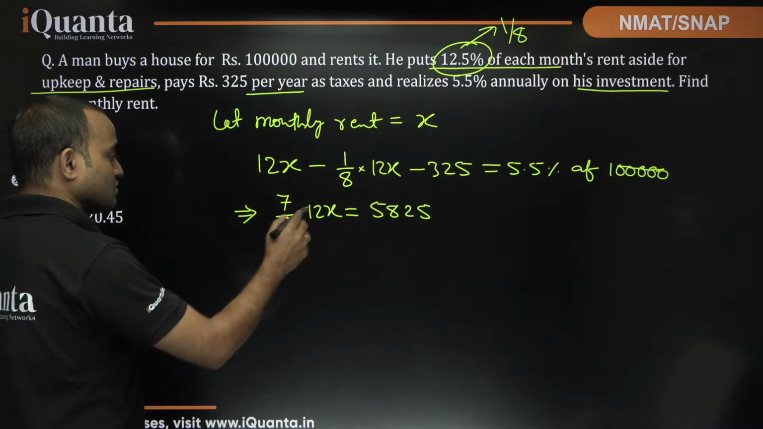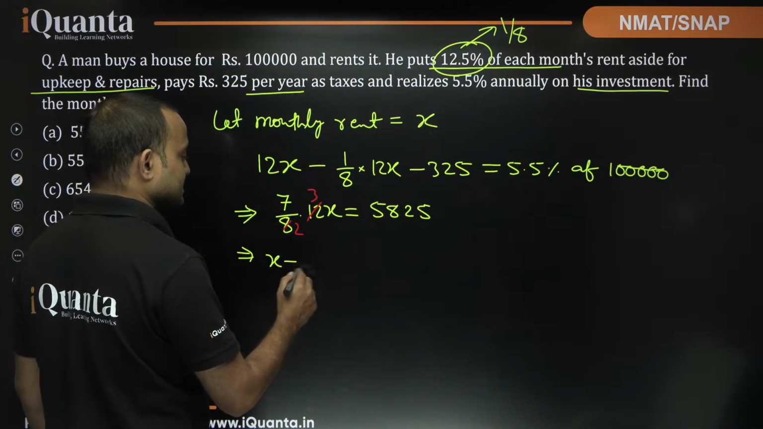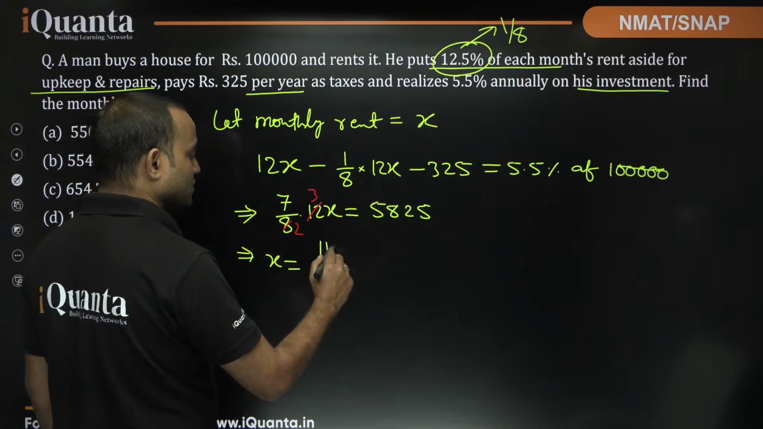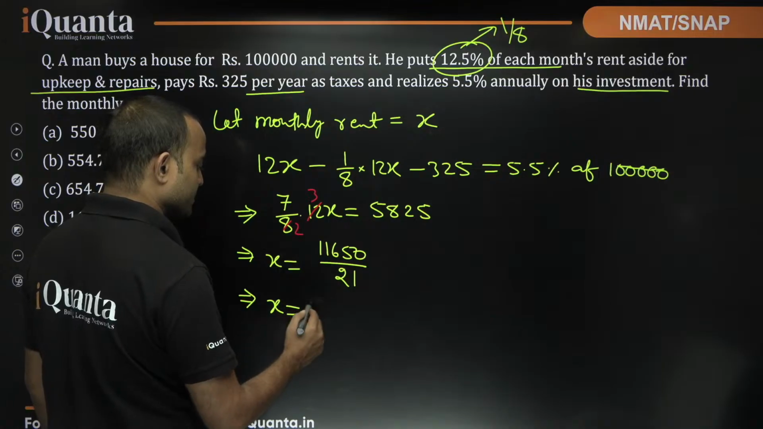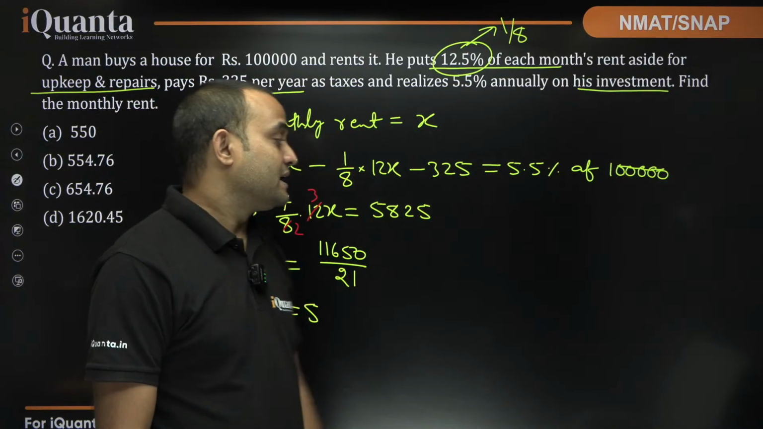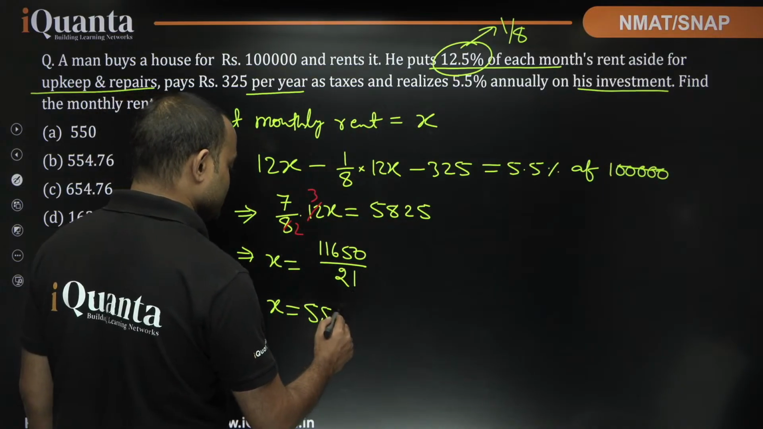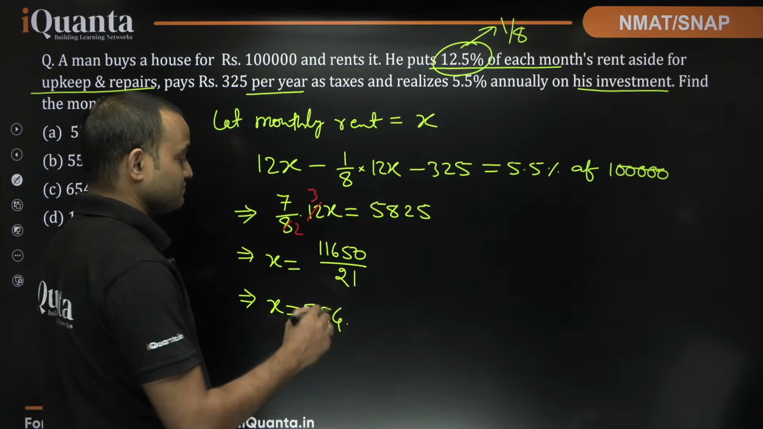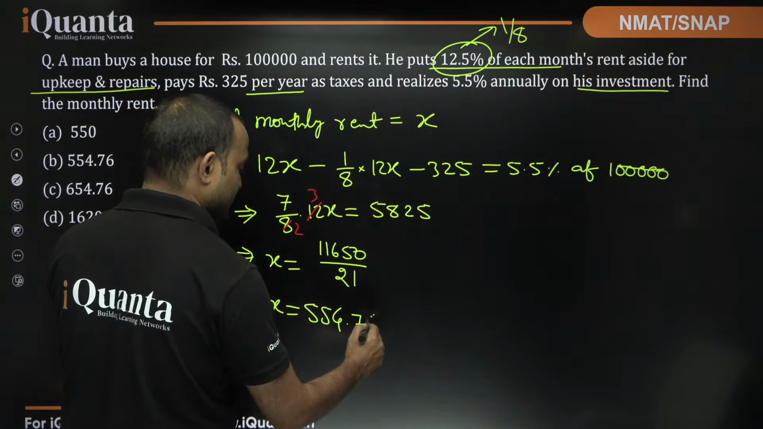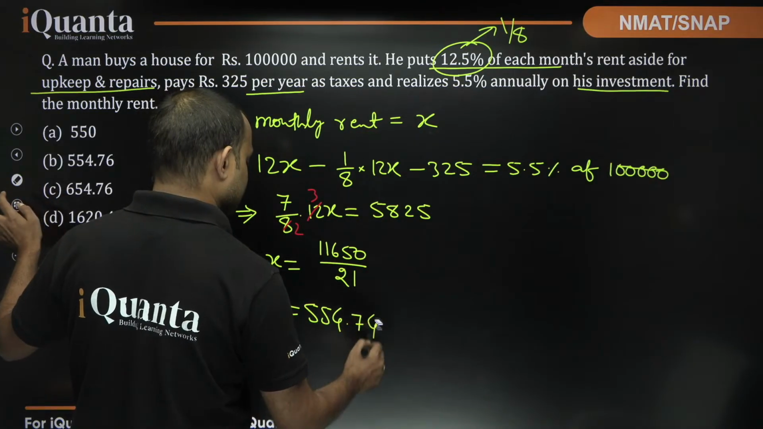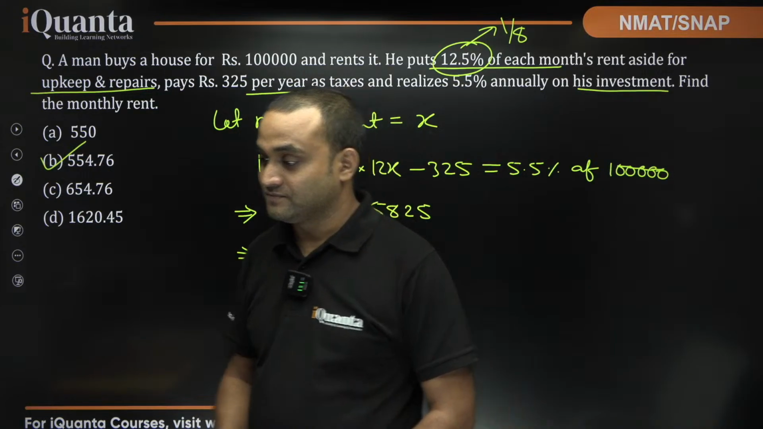Now we can cancel this out. 4 into 3, 4 into 2, we get x is equal to 11650 upon 21. So dividing, 21 into 5 is 105, 11 is left, so 115, again 5 times, 10 left, so 100, 4 times 84, 16 left, 160, so 7 something, 76 exactly. So our answer is option B, right?